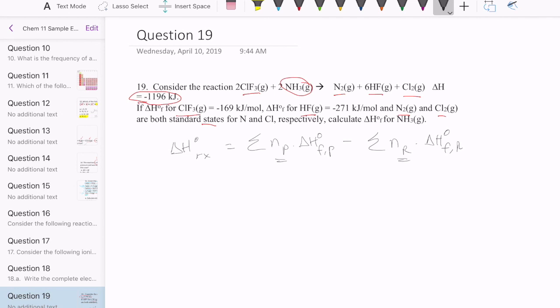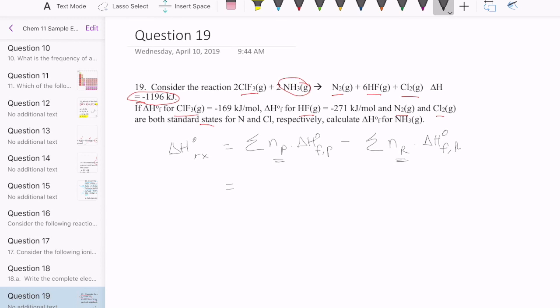So the way we can apply it in this context would be to say the enthalpy that we have for the reaction, which is the 1196, will equal the enthalpy of formation of each of the products multiplied by its coefficient. So I'm just going to write it out here. 1 mole of N2, so that's enthalpy of formation of N2, plus 6 moles times enthalpy of formation of HF, plus 1 mole times enthalpy of formation of Cl2. So that's all the product side of things.